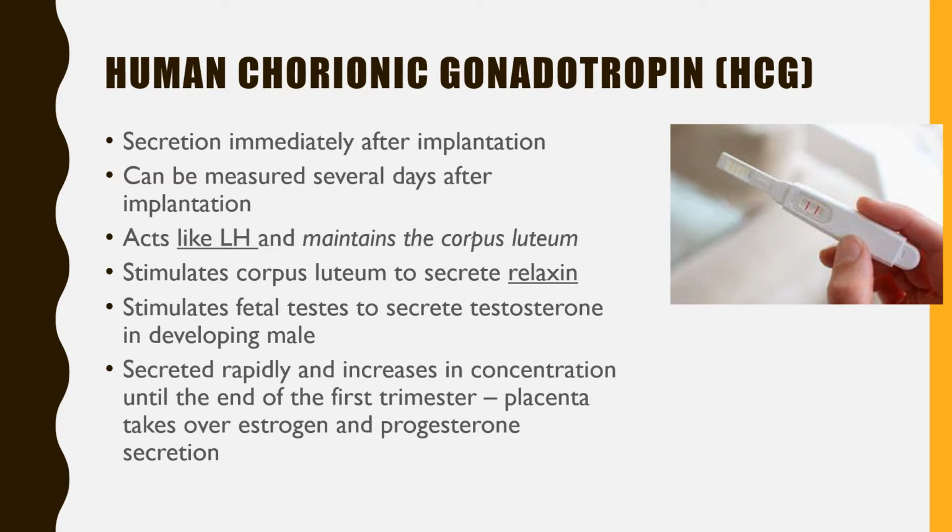However, if there is fertilization and we have implantation, that HCG will act like the luteinizing hormone. What that does is maintain the corpus luteum. So the corpus luteum will continue to secrete progesterone and estrogen, which is vital for maintaining the pregnancy. It stimulates that corpus luteum, and the corpus luteum will also secrete relaxin in response to that. Relaxin, we'll talk about some of that function in a few minutes. The HCG also stimulates the fetal testes, if it's a male, to secrete testosterone, and it's secreted rapidly and increasing in concentration to the end of the first trimester.